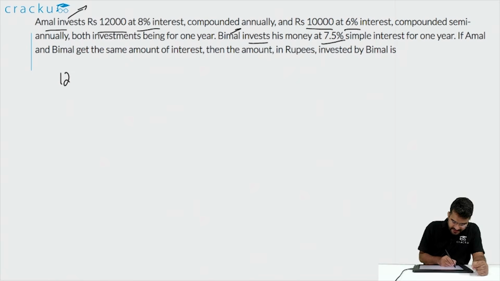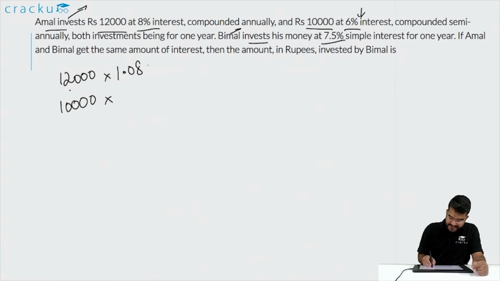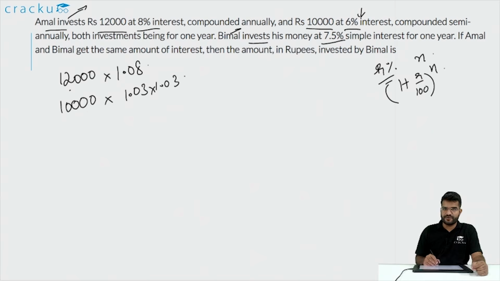For Amal, first it is 12,000 rupees for 1 year at 8% interest. So this is the amount the 12,000 becomes at the end of 1 year. Whereas the 10,000, because it is invested at 6% interest compounded semi-annually, this will effectively become 3% interest for 2 years. So whenever somebody says that he has invested at R% for n years, the amount becomes P into 1 plus R by 100 to the power n. This is simple compound interest when the interest is compounded annually.